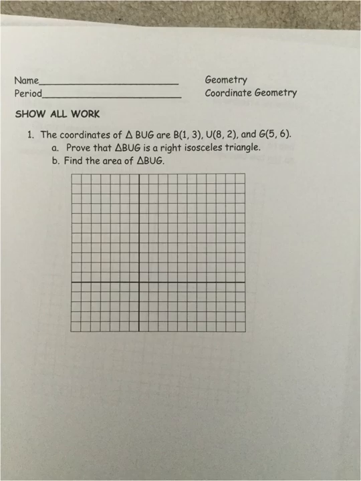Okay, here's where I want to prove that I have an isosceles triangle. That is right. Okay, so the coordinates of triangle BUG are 1, 3 for B, 8, 2 for U, and 5, 6 for G.